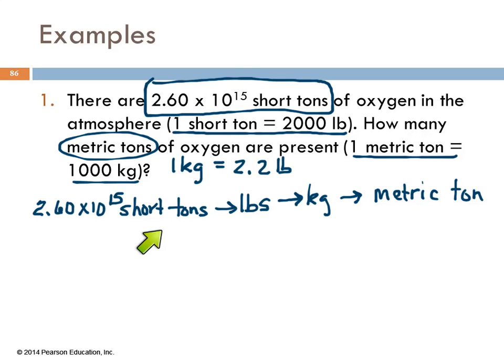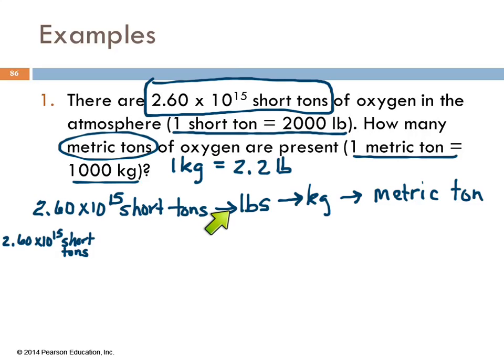So this is our path. We made a plan. You need directions on how to get to your friend's house that you've never been to. And then if you actually want to get there, you have to follow the directions. So this is going to tell us what we have to do. These are going to become the units that are on top of all of our fractions. So I'm going to start over here, 2.60 times 10 to the 15 short tons. That's a long unit for a short name.